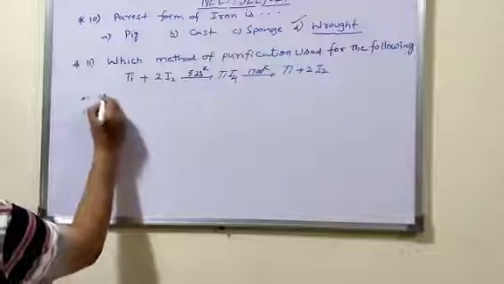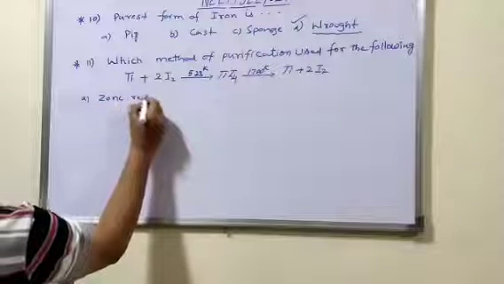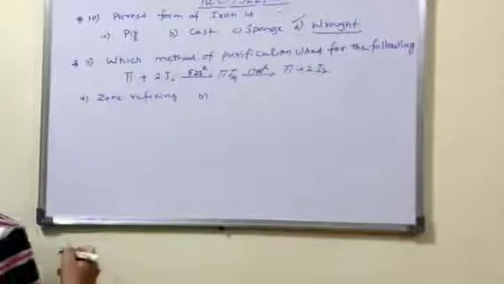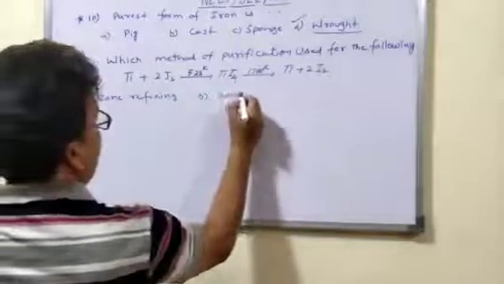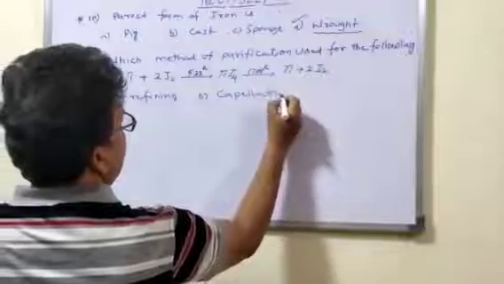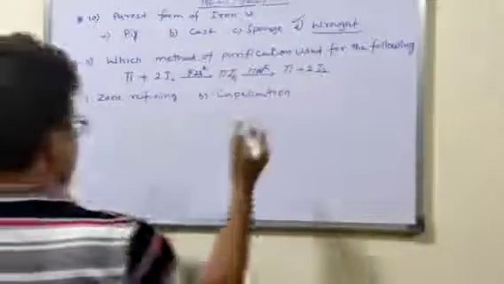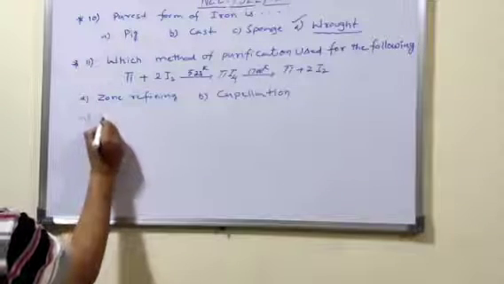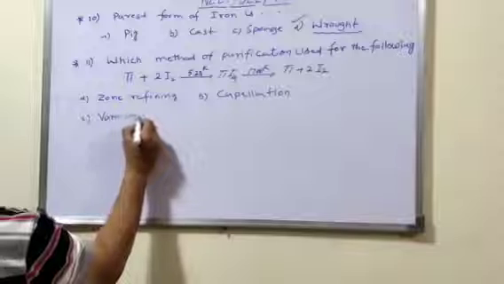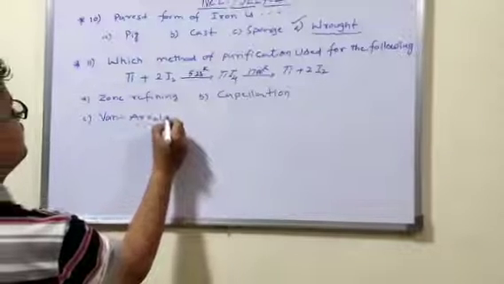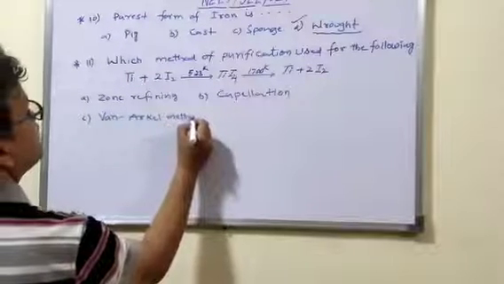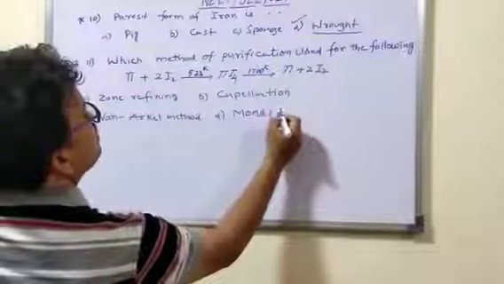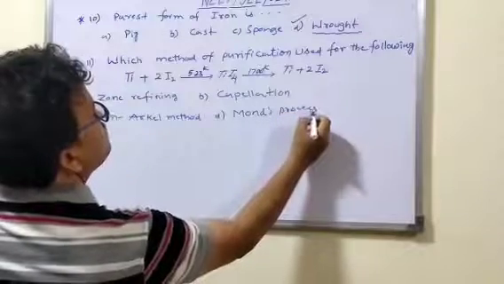Options are given: option A, zone refining. Option B, cupellation. Option C, Van Arkel method or process. Option D, Mond process.